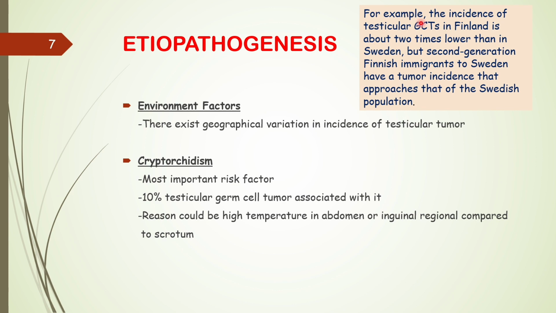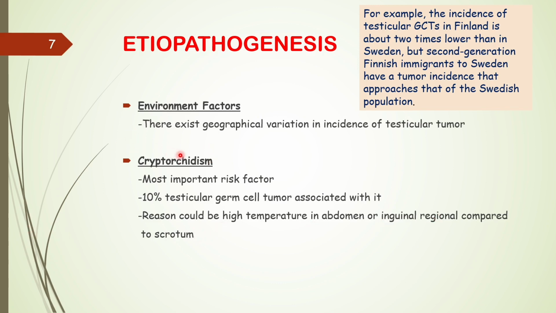So that clearly shows that environmental factors play a role in the development of testicular tumor. So there exists a geographical variation in the incidence of testicular tumor because of environmental factors. We will see in detail later on in the slides how testicular tumor develops because of environmental factors. One of the important risk factors for the development of testicular tumor is cryptorchidism, the most important risk factor. 10% of testicular germ cell tumors are associated with cryptorchidism, and the reason could be the high temperature in the abdomen and inguinal region compared to the scrotum.